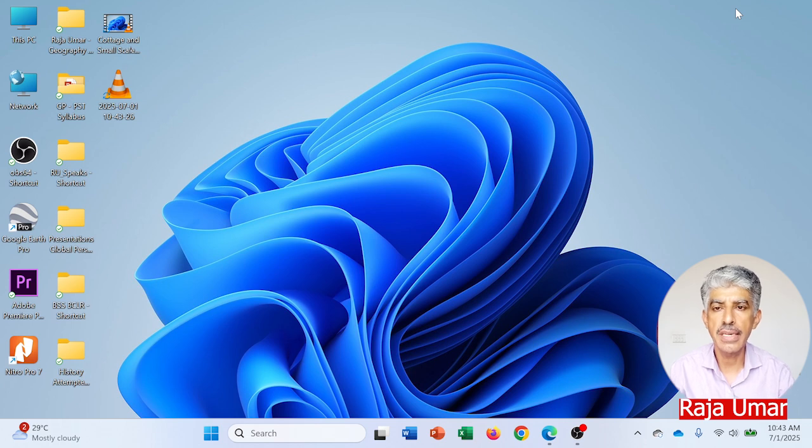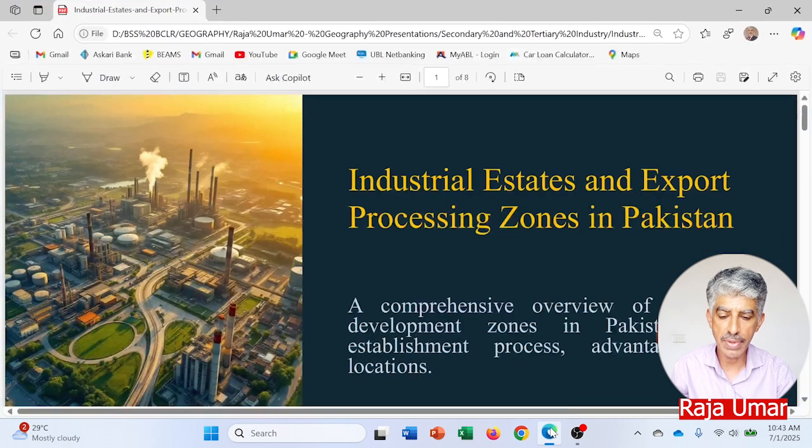Subjects of Pakistan studies and global perspectives. We are discussing component 2, the environment of Pakistan these days, and we are towards the end of the unit, that is the industrial development, the secondary and tertiary industry, and that is the last topic with us. That is the industrial estates and export processing zones, or we call these specialized industrial productions. So we are going to talk about this one now.